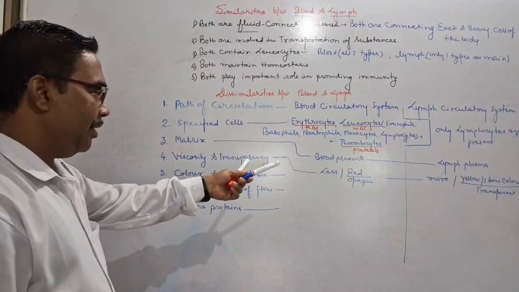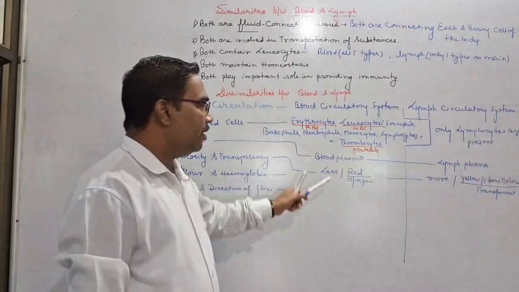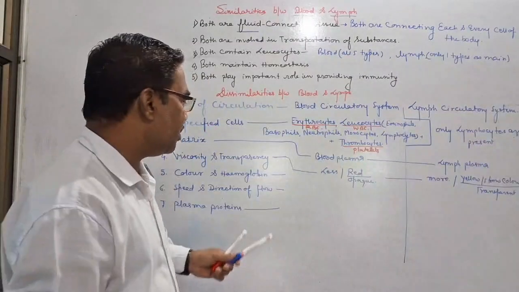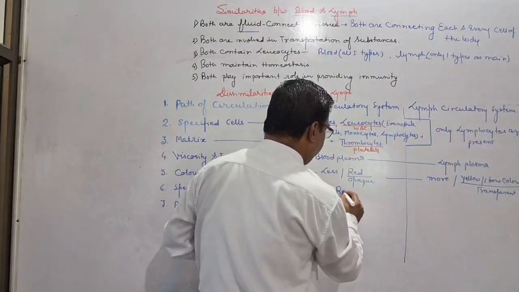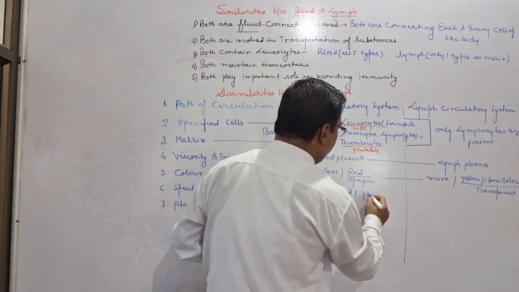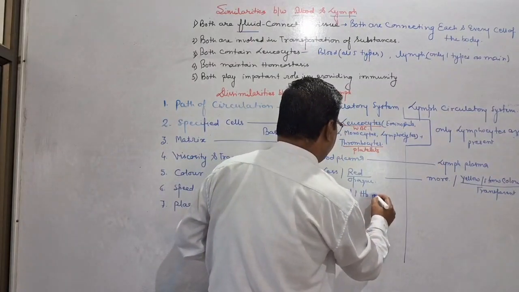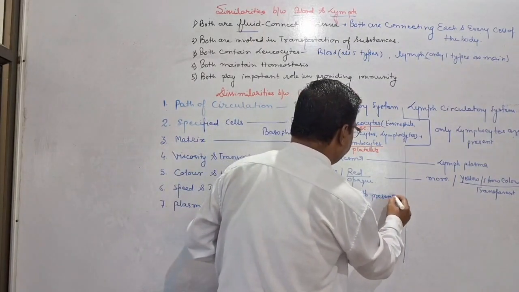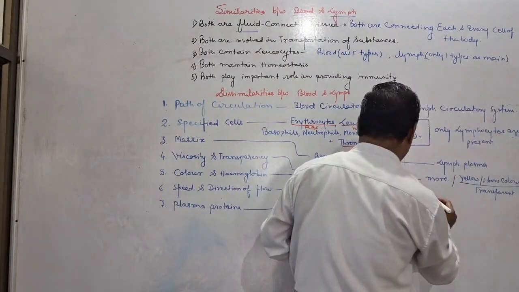Now color, again I wrote there color. Hemoglobin, you remember why blood is red? Due to the presence of hemoglobin. Color is red due to hemoglobin present. And here it is straw colored, hemoglobin absent.